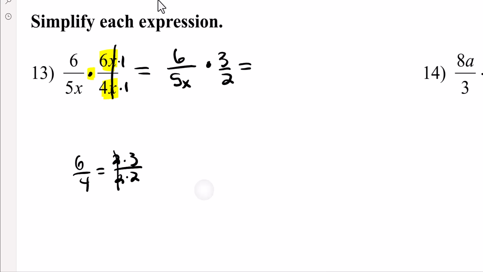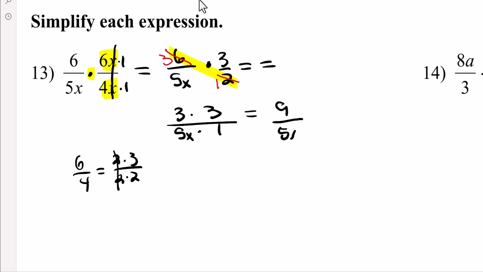And now we can check. Ooh, look at what we have here. Diagonally again, 6 divided by 2, that can cancel again. 2 goes into 2 once, 2 goes into 6 three times. So what we have is 3 in the numerator, we have 3 times 3. In the denominator, we have 5x times that invisible 1. So that gives us 9 over 5x.